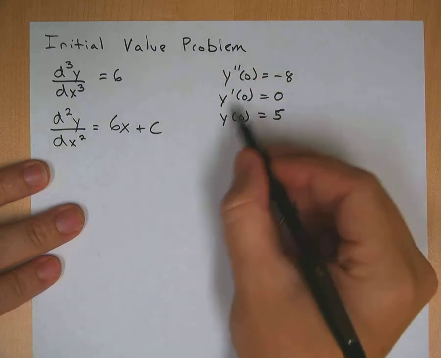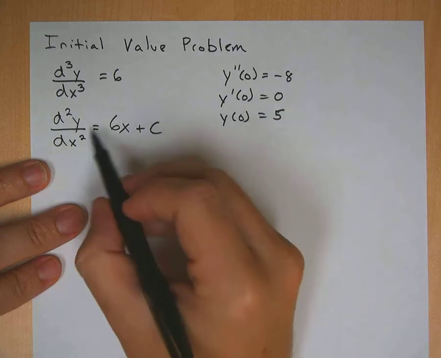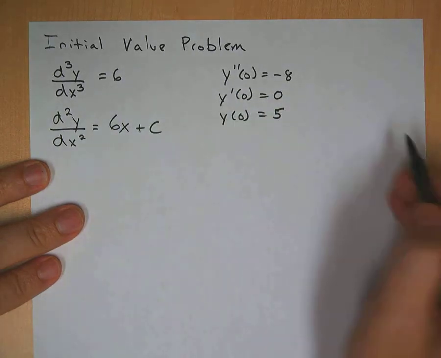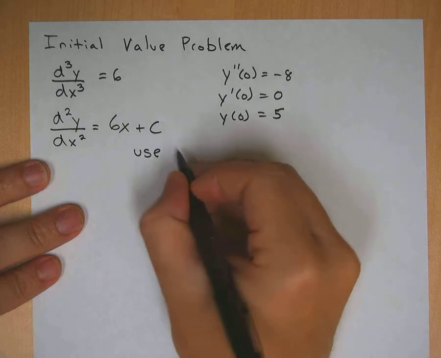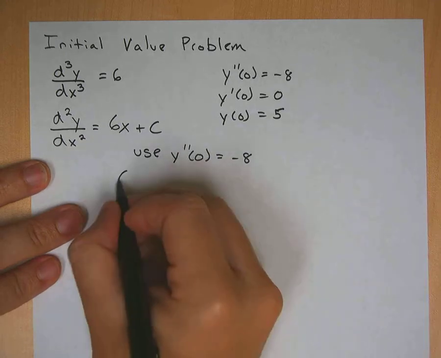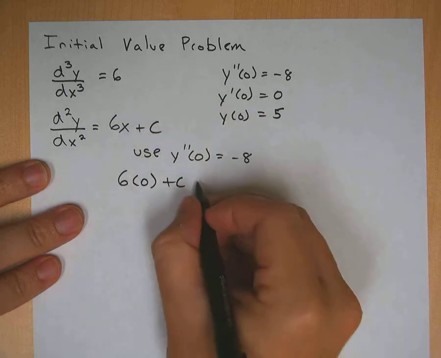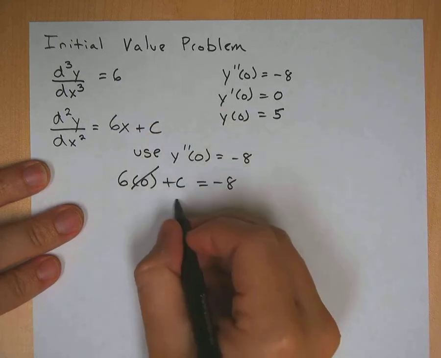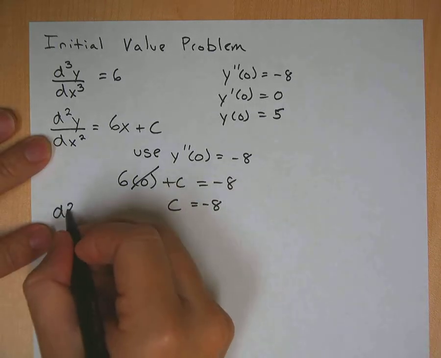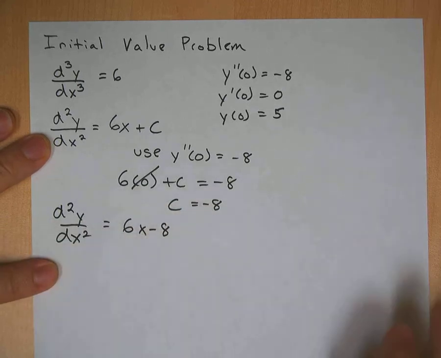Okay, we're going to use this information over here to figure out what that c is. So this is second derivative information, y double prime. So we can use y double prime of 0 is equal to -8. We plug in the 0 for x, 6 times 0 plus c, and we set this 6x plus c equal to -8. Since that goes away, c is equal to -8. Thus we get that the second derivative is equal to 6x minus 8.